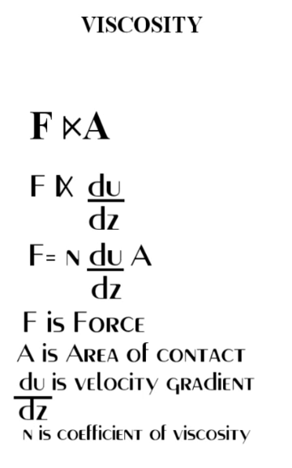This force F is proportional to A, where A is the area of contact. Also, this force F is proportional to du by dz, where du by dz is called velocity gradient. Finally, F is equal to eta du by dz A, where eta is called coefficient of viscosity.